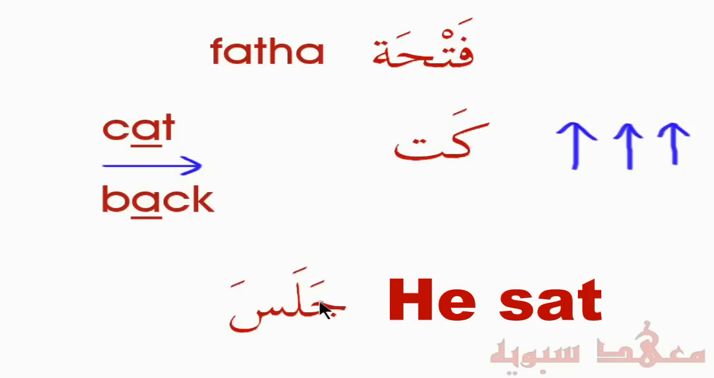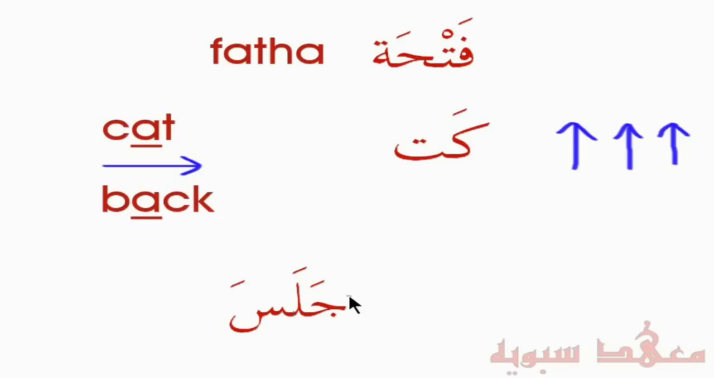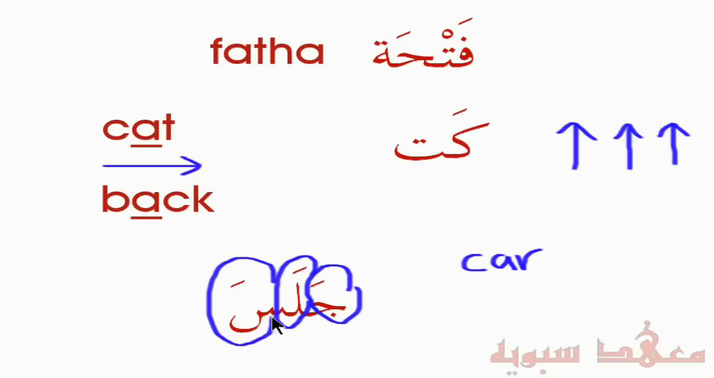And notice we don't elongate. There's no elongation of the a sound. So we don't say, for example, like when we say the word car. It's car. It's not kar. So this will be one syllable, that's another syllable, and that's another syllable. So there's 3 syllables: ja, la, sa.